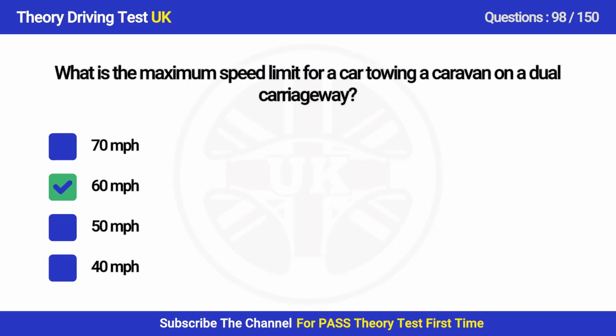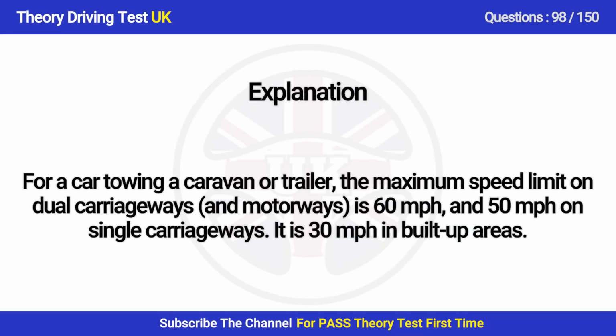Answer is B. 60. For a car towing a caravan or trailer, the maximum speed limit on dual carriageways and motorways is 60 and 50 on single carriageways. It is 30 in built-up areas.